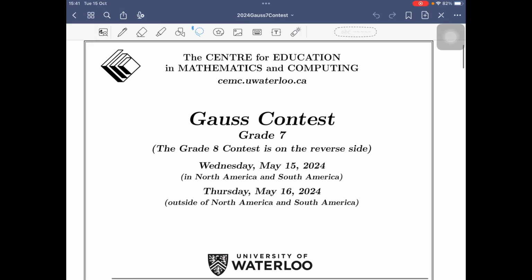This is the solution of the Waterloo math competition, which is a CEMC Gauss contest for grade 7. I start from number 11.